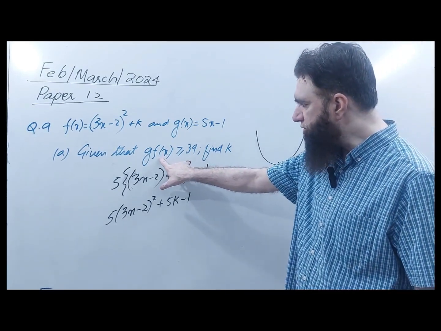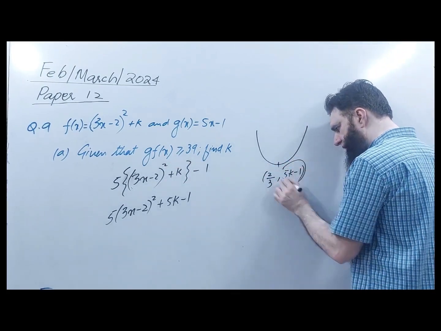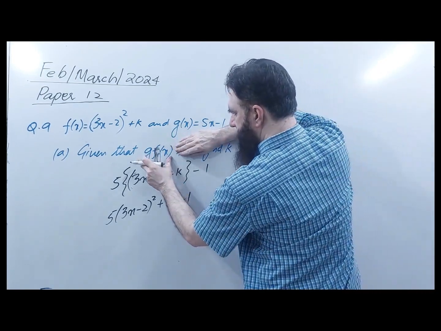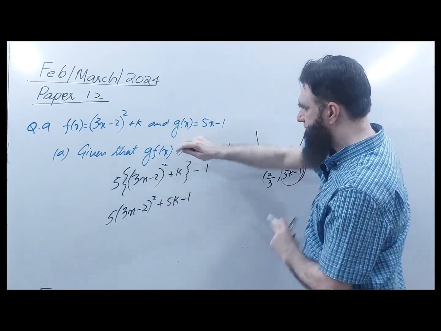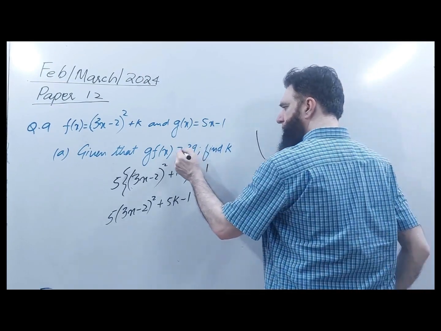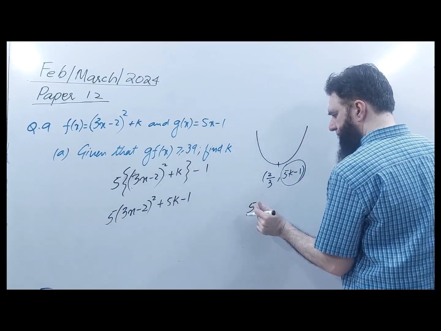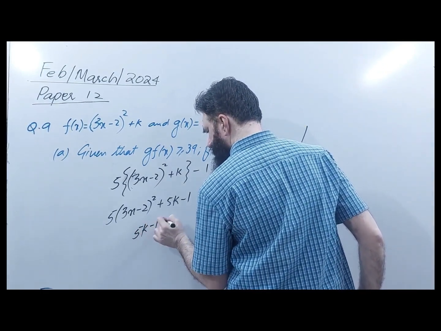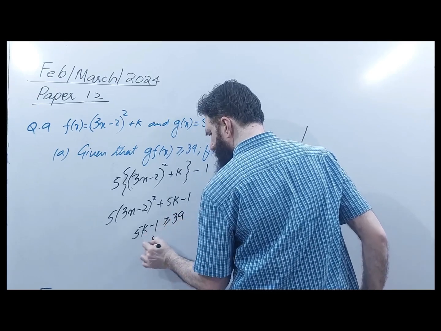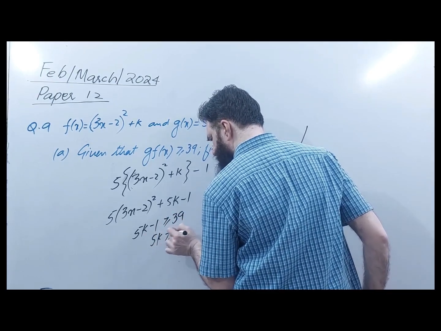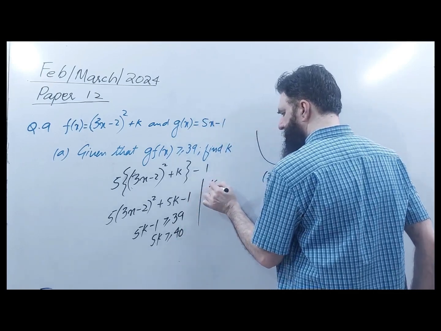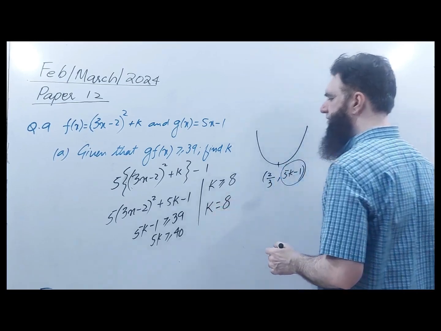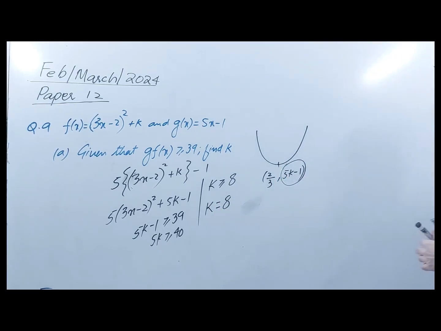Now see, the range of this function, this is the range. Range are the y values. Forget about this thing for the moment. The range of this function is 5k minus 1. It must be greater than or equal to 39. So I can write 5k minus 1 must be greater than or equal to 39. So 5k is greater than or equal to 40. So k must be greater than or equal to 8. So the minimum value of k is 8. So we take k equals to 8.